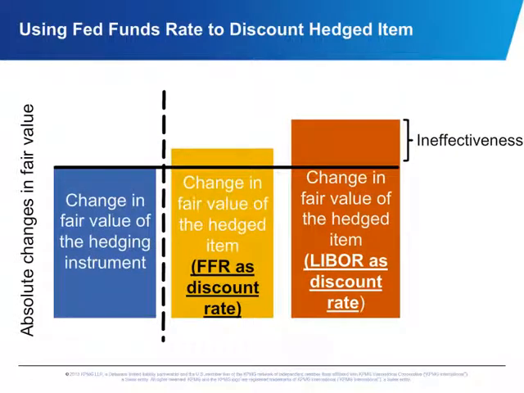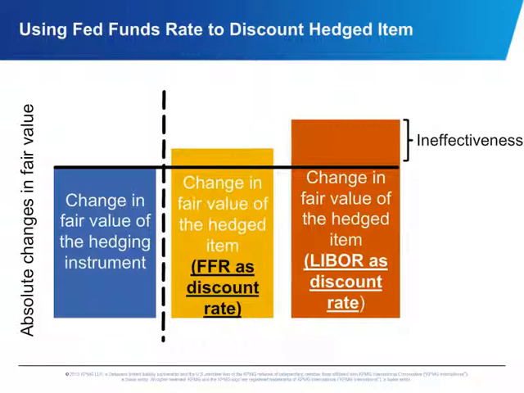So let's look at a graphic for an example. What we have here in these three boxes represent the absolute change in fair value. So the first box on the left is reflective of the change in fair value of the hedging instrument. Now let's say that is using the Fed funds rate as a discount rate. And now moving over to the right are the hedged item. It's actually the same hedged item. However, the middle box reflects the change in fair value of the hedged item if the Fed funds rate was used as a discount factor. And the one next to that to the right is a box for the same hedged item using the LIBOR rate as a discount rate.